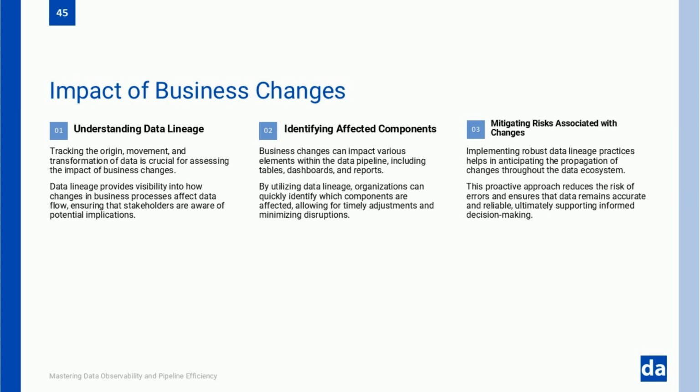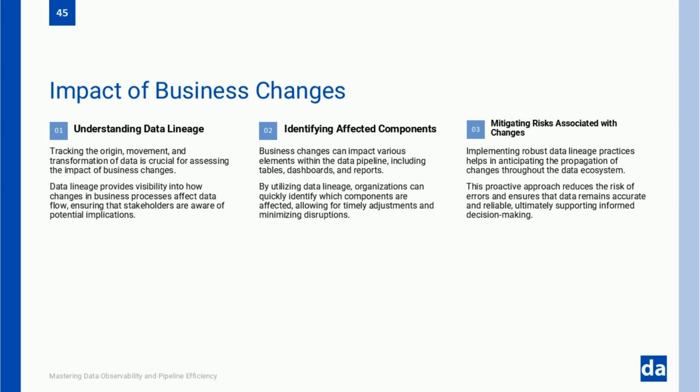Why it's crucial: it helps visualize how modifications in business processes impact data flow, and ensures stakeholders stay informed about potential implications. Imagine this: a team modifies a pricing model in your ERP system. Without lineage, identifying which dashboards or reports are affected is like finding a needle in a haystack. With lineage, it's as simple as following the breadcrumb trail.